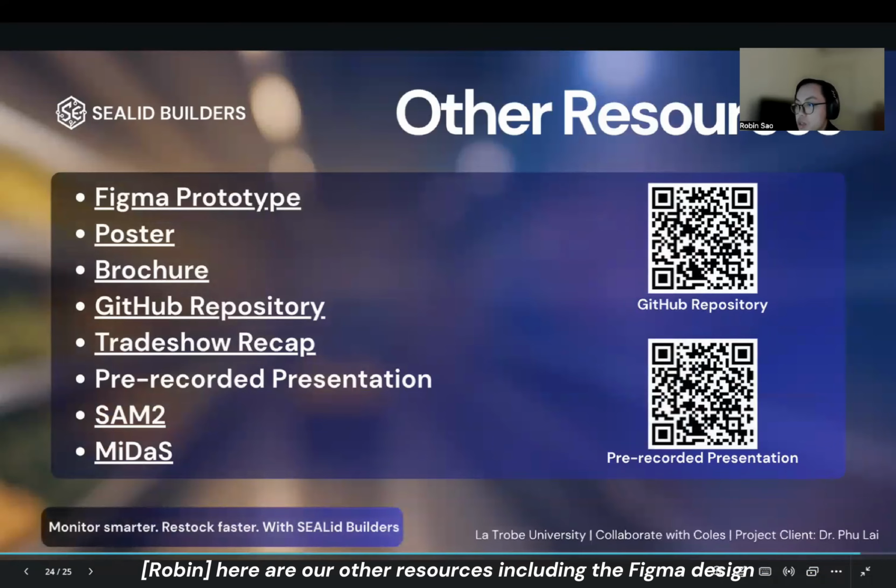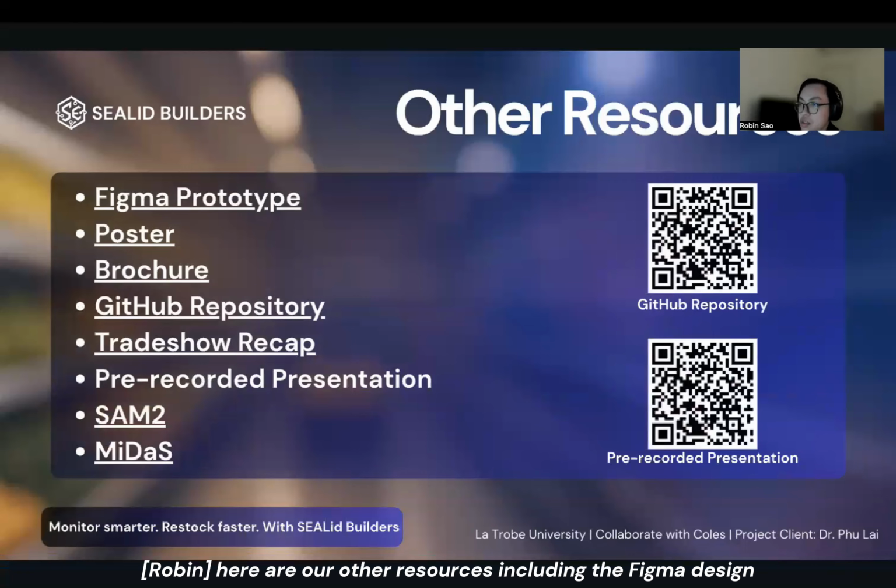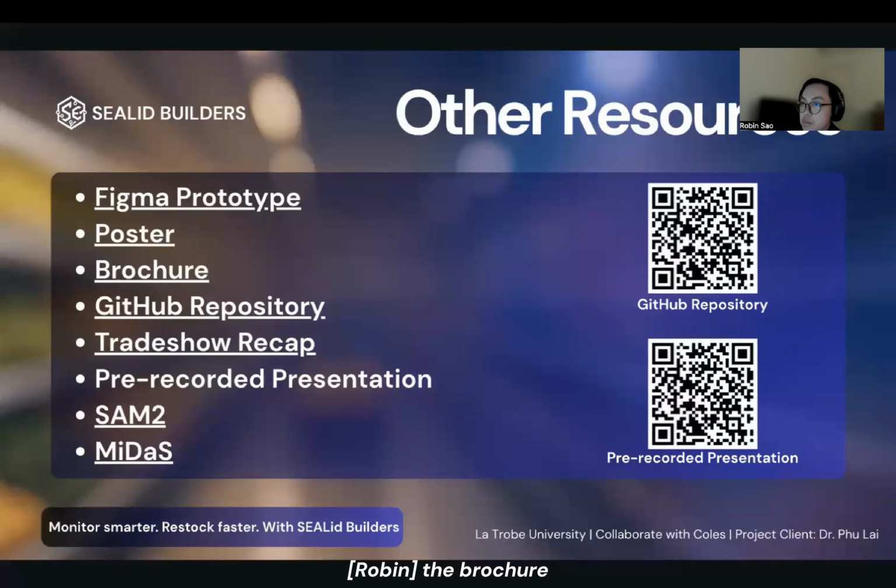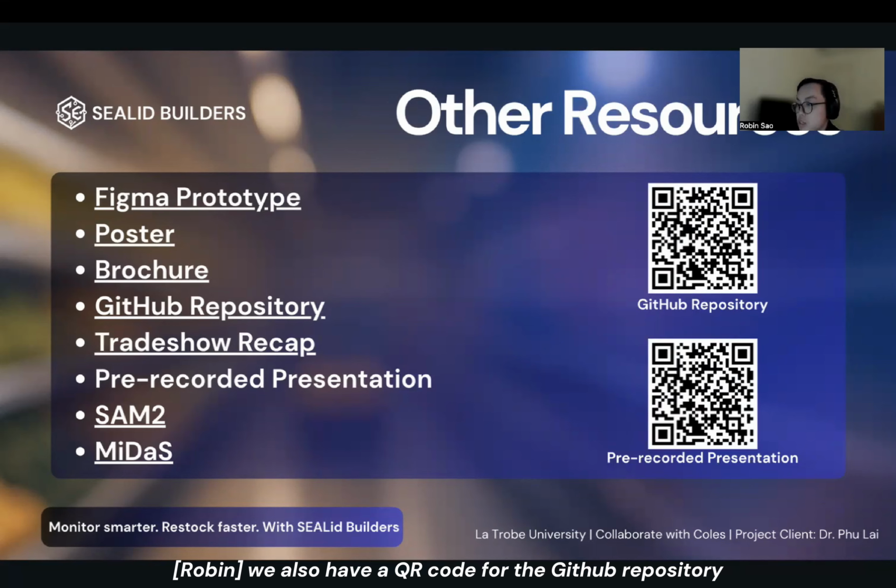Here are our other resources, including the Figma design, the brochure, the poster, and the links to the GitHub repositories as well. We also have a QR code for the GitHub repository and for our pre-recorded presentation, if you want to take a look at that.